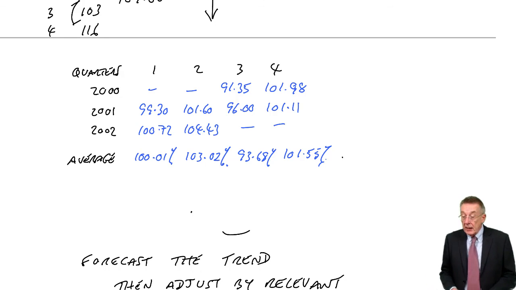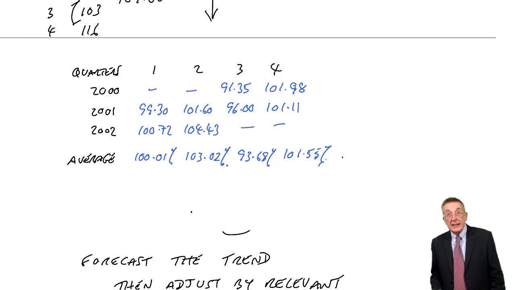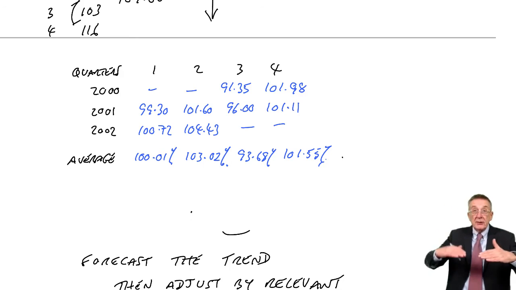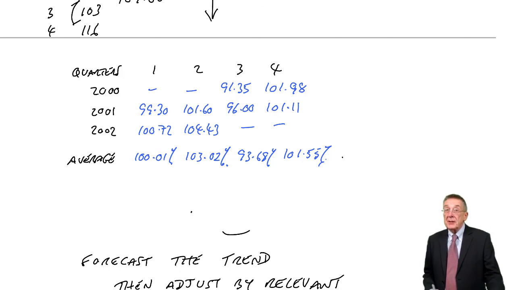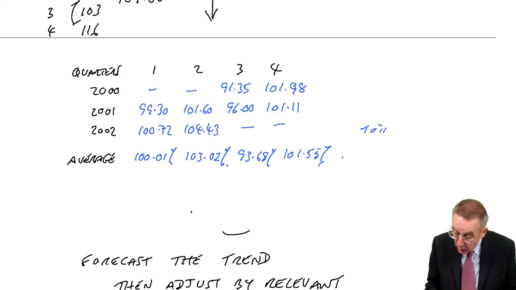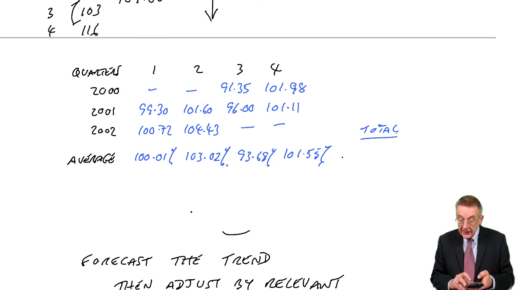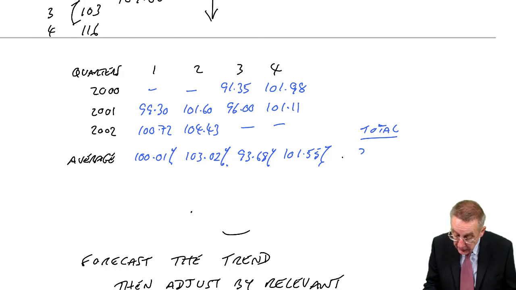Again, something I always think of as a bit silly, but what should these add up to? This time, this shouldn't add up to 0. Surely some quarters are more than 100%, some quarters a bit less than 100%. This should add up to 400%. And what is the total here? 100.01 plus 103.02, 93.68, 101.55. They actually add up to 398.26.